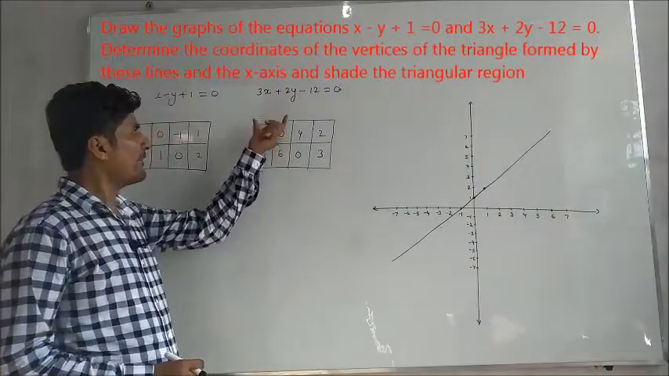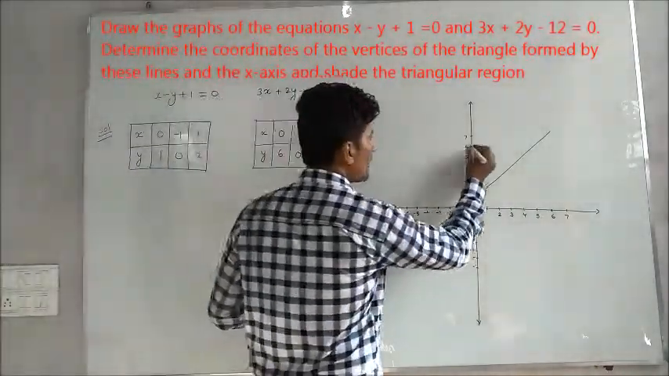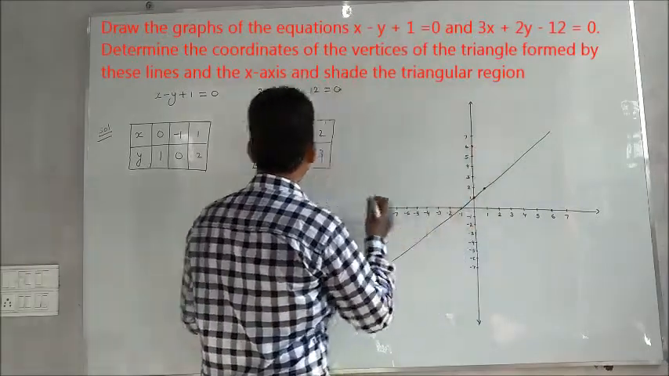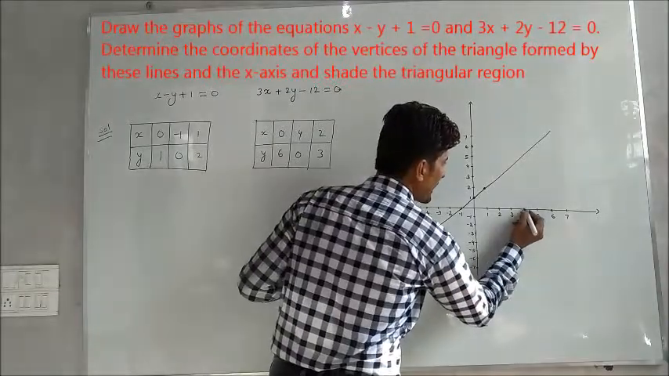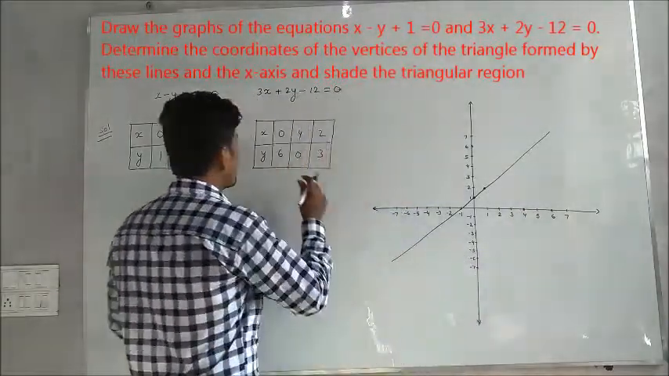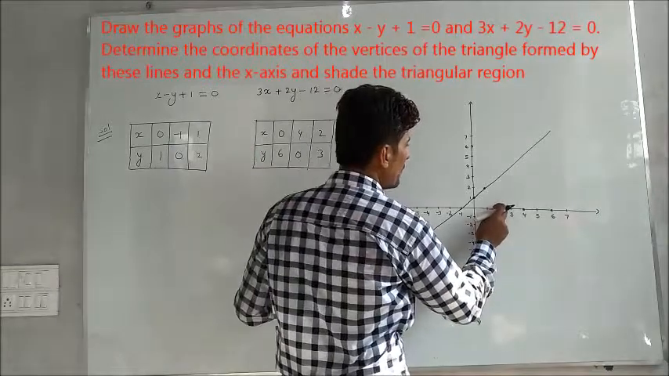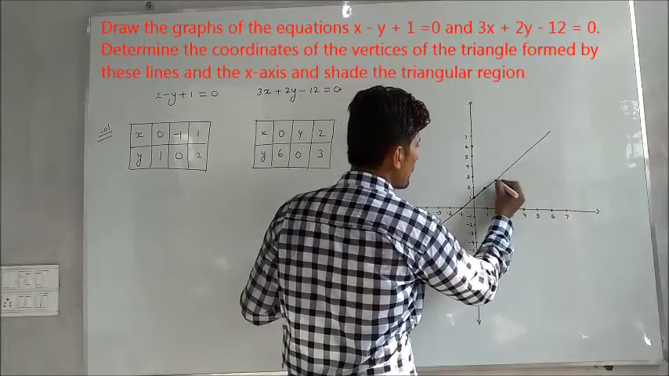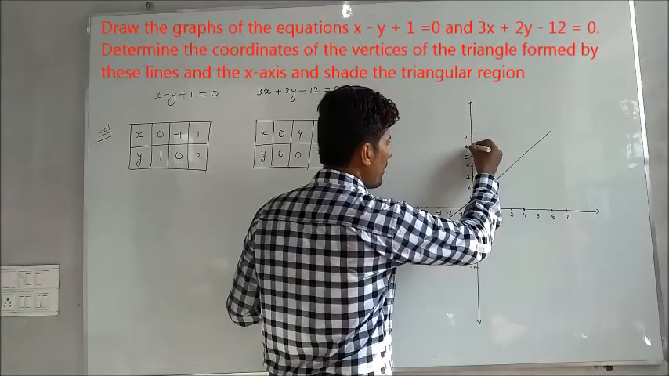Similarly, we can draw the line for the second equation also. x equals 0, y equals 6. So the very first point will be here. x equals 4, y equals 0. So the second point will be here. Now x equals 2, y equals 3. So the next point will be here. Then we have to draw a straight line.